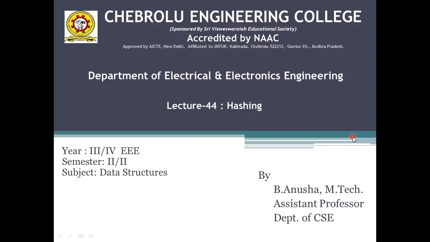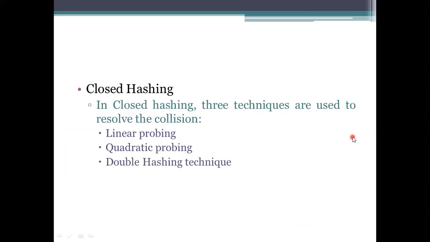Good morning, class. In today's session, we will see the collision avoidance methods using closed hashing. In the previous class, we have seen open hashing, which uses separate chaining, or the chaining method, to link the elements that share the same index value and cause the collision. Coming to the next one, there is closed hashing. Here we have three methods.